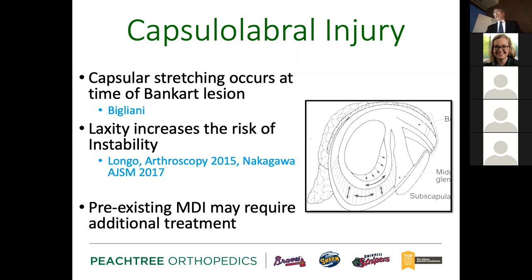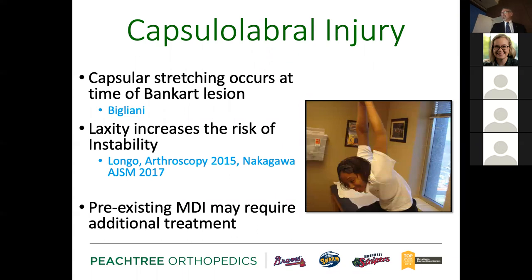So we know from research in the lab that capsular stretching occurs at the time of Bankart lesion. If you in the lab create a Bankart lesion by avulsion, you're going to have a certain degree of capsular stretching that occurs before the labrum tears off. And my professor, Dr. Bigliani, was the one that showed that. And we also know that the patients who are lax to start with have increased risk of instability.